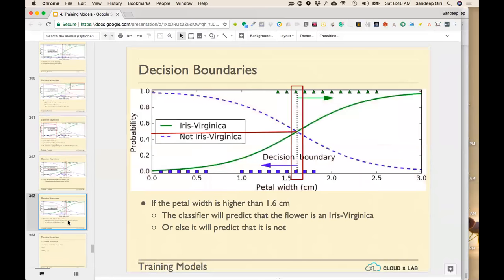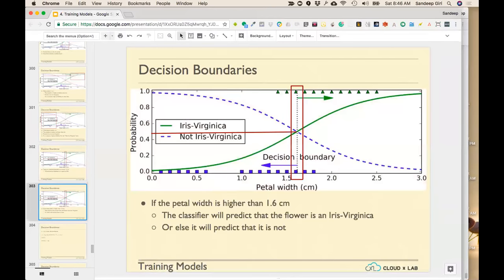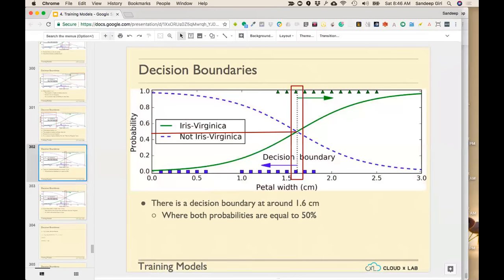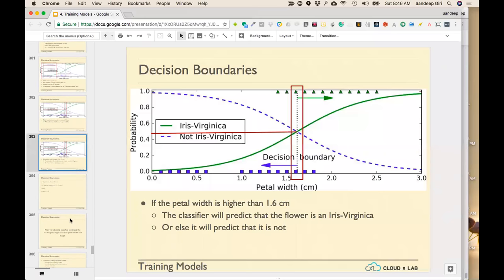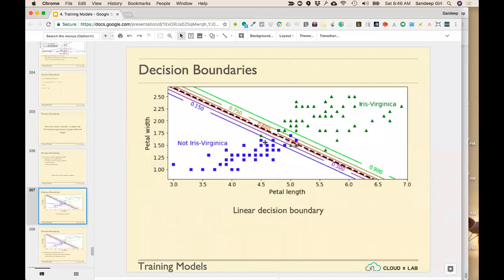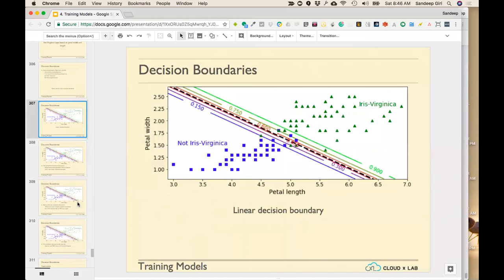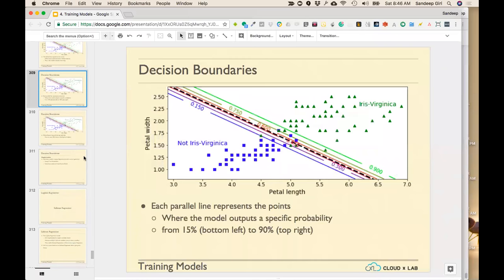So what we learned just now is that we were able to classify the flowers, or at least Virginica versus non-Virginica. We also noticed the decision boundary was linear when we plotted it like this.